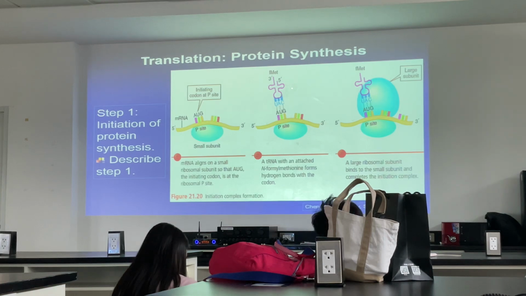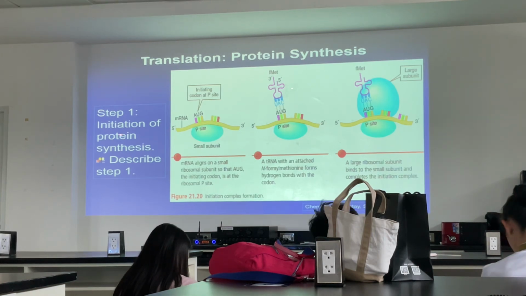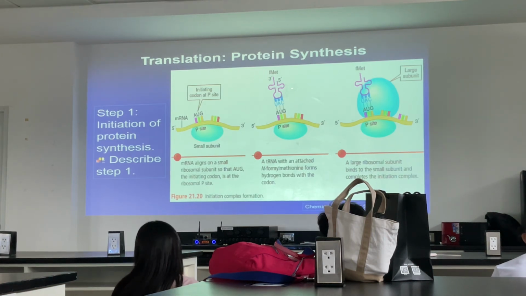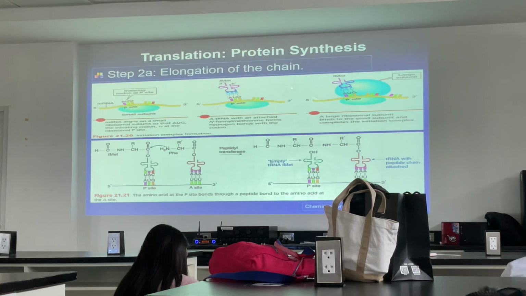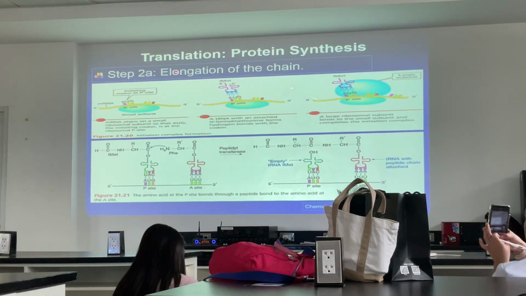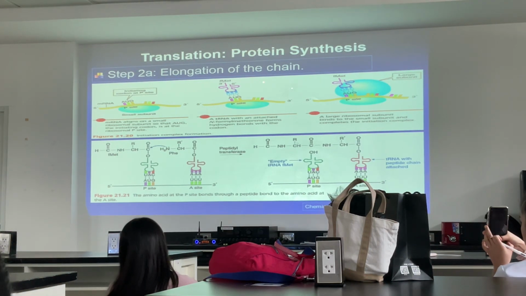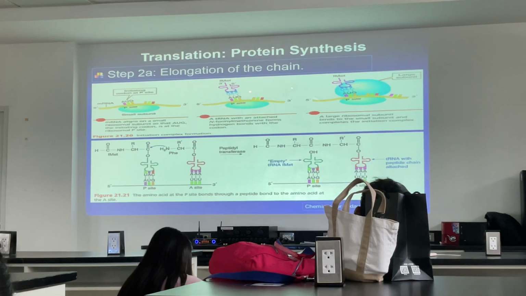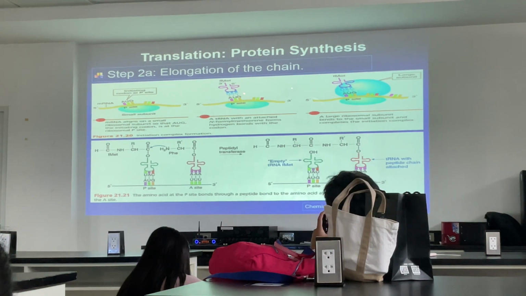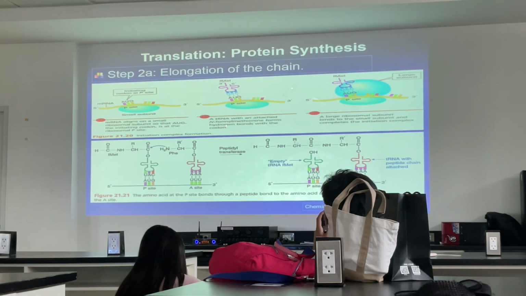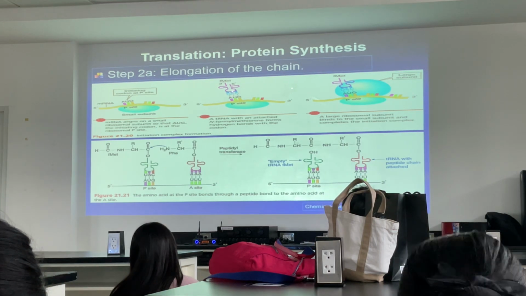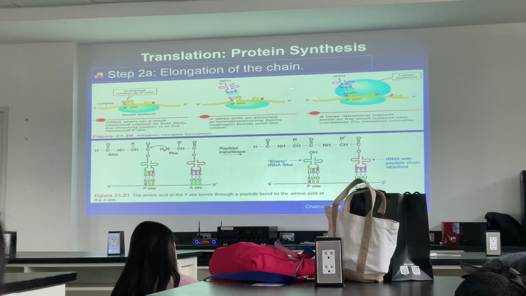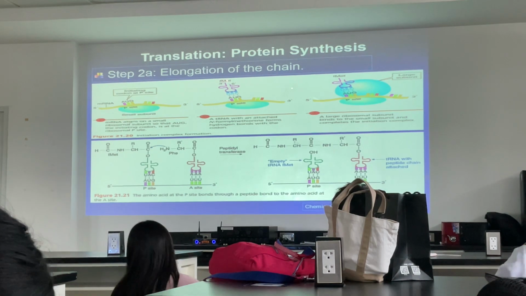So those are the things that will happen during initiation of protein synthesis. So next, step 2A is elongation of the chain. First, you have now a tRNA hydrogen bonded to the codon in the mRNA, bringing methionine.